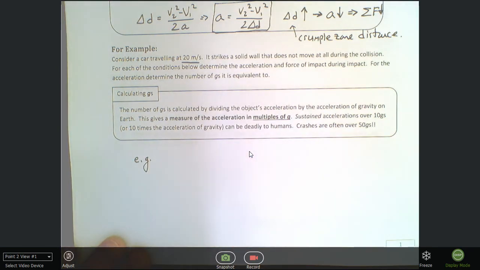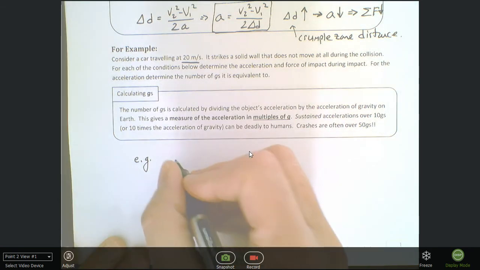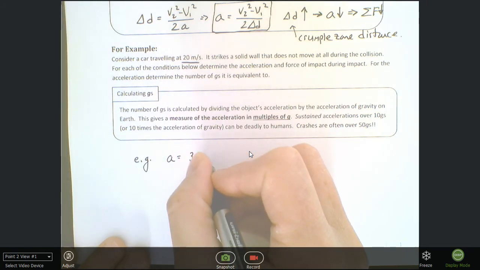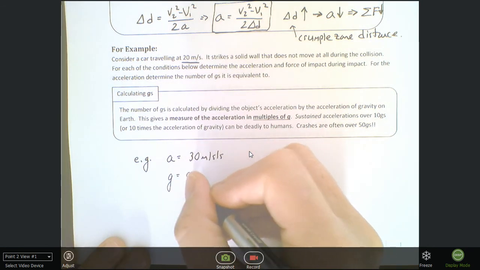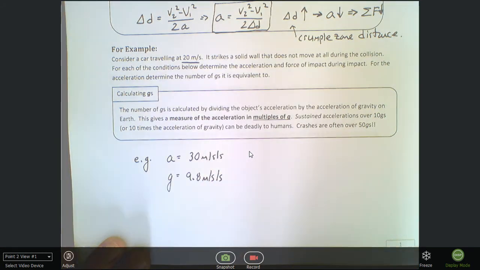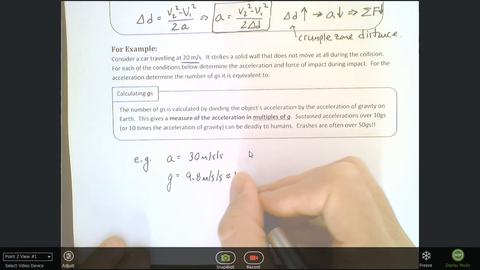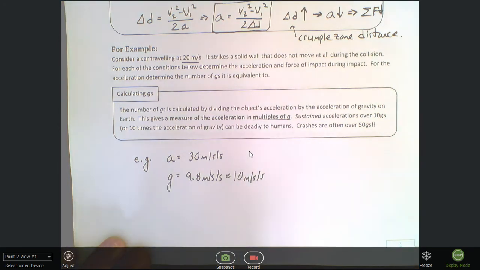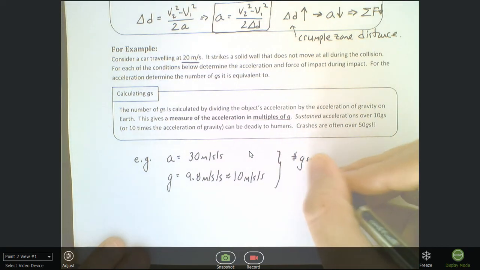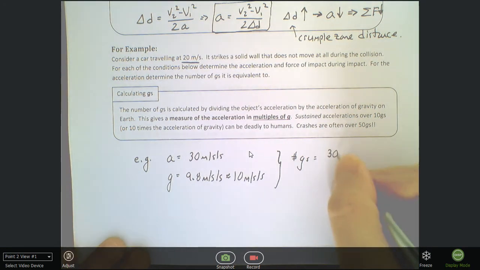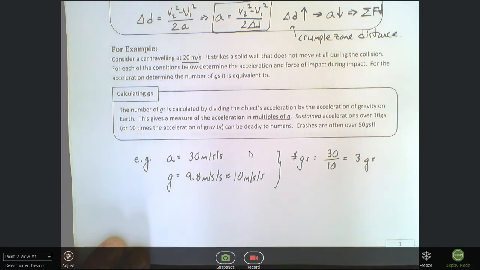So let's say that you undergo an acceleration, whether it's a stopping acceleration or a speeding up acceleration. And let's say that your acceleration is 30 meters per second per second. Well, the acceleration of gravity is 9.8 meters per second per second. Some people approximate this just to make life easy to 10 meters per second per second on the surface of the Earth. So if you want to find out the number of G's that you are experiencing, you would take the 30 divided by the 10, or you can divide it by 9.8, and you would get 3 G's of force.